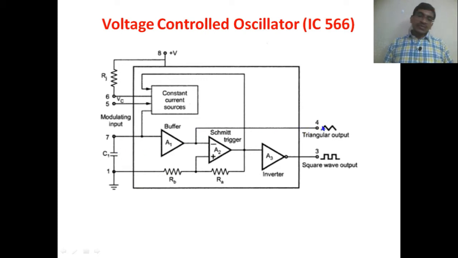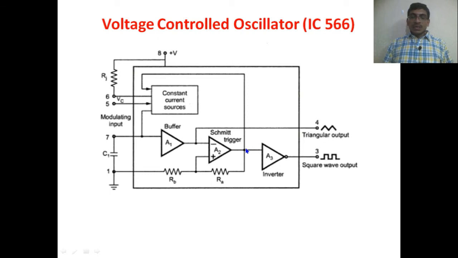This appears at pin number 4, and this voltage is applied to the Schmitt trigger, which gives us the square wave as output signal. This square wave output is given to the voltage divider network as well as the constant current source as feedback for control, and the square wave also passes through the inverter circuit to give the inverted square wave.